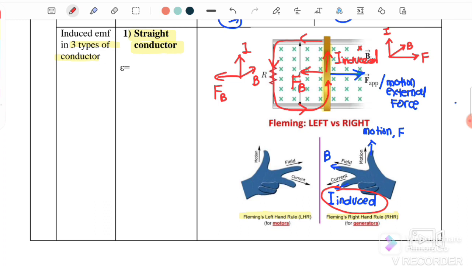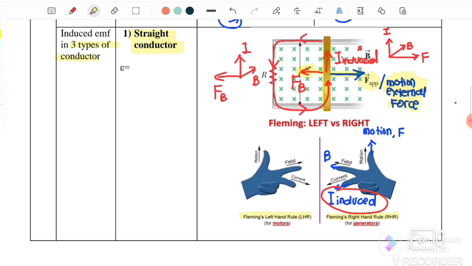Okay, so if you follow Lenz's law, initially when you push the conductor to the right, this is what we call F applied, the motion by the external force. If you follow Lenz's law, it will produce an induced current, where the induced current for this case is acting upward. Why is it acting upward? Because it wants to produce a magnetic force that is acting to the left, opposing the F applied.